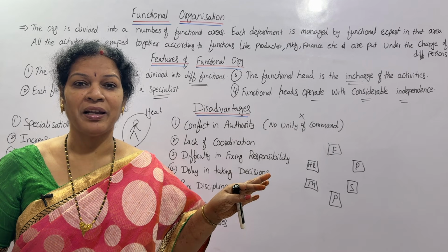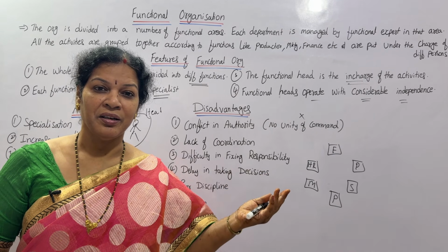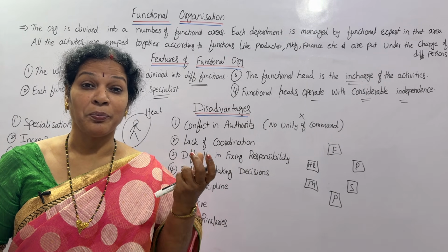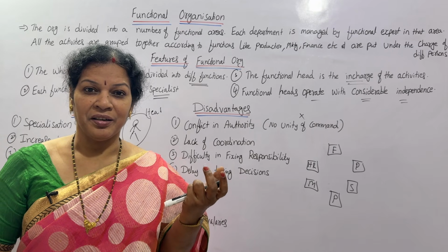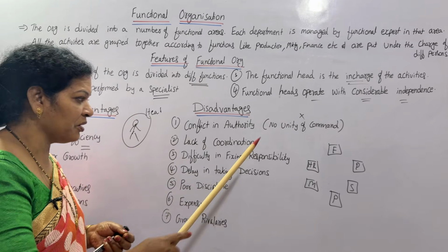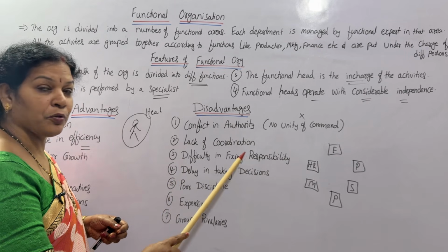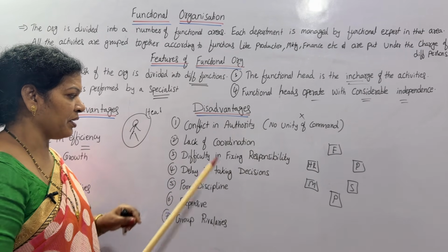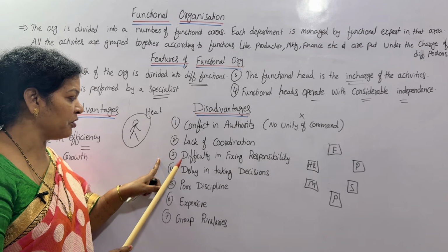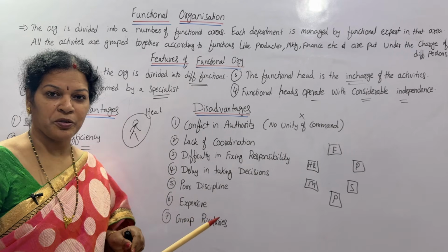But if the people have ego, a sense of superior quality and dominating nature, then automatically this won't work out. That is why we call it a lack of coordination. Coordination is not there, and there is also another disadvantage, difficulty in fixing responsibility.